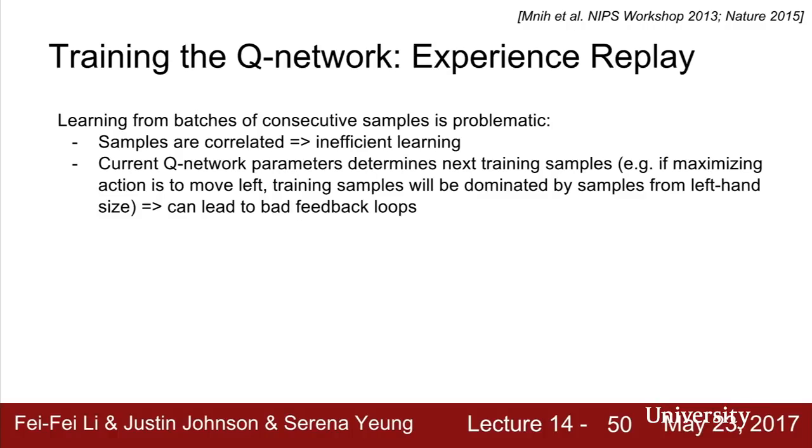And also, because of this, our current Q network parameters determine the policy that we're going to follow. It determines our next samples that we're going to use for training. And so this leads to problems where you can have bad feedback loops. So for example, if currently the maximizing action is to take left, this is going to bias all of my upcoming training examples to be dominated by samples from the left-hand side. And so this is a problem.